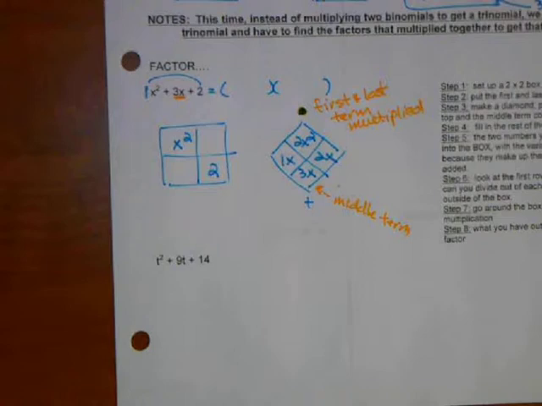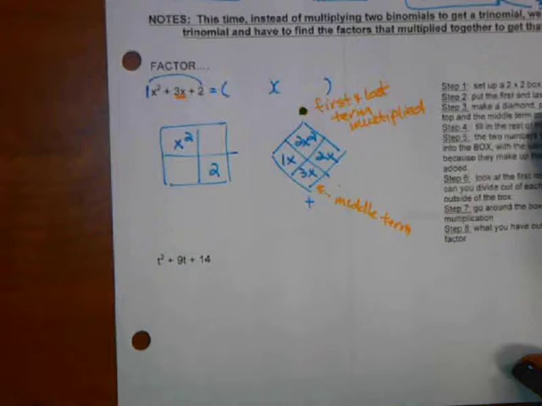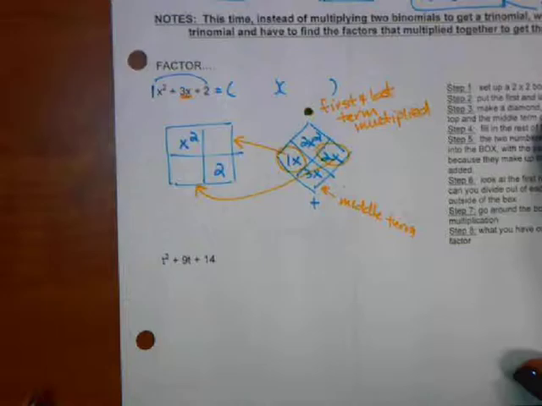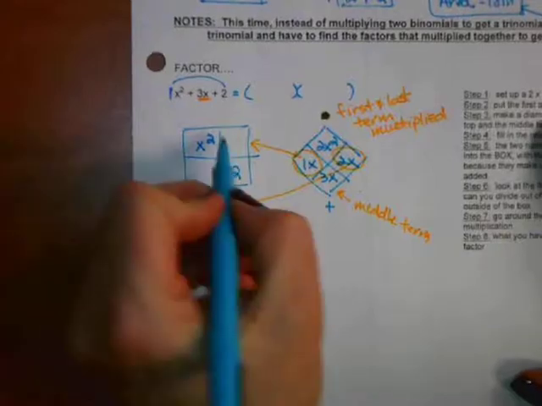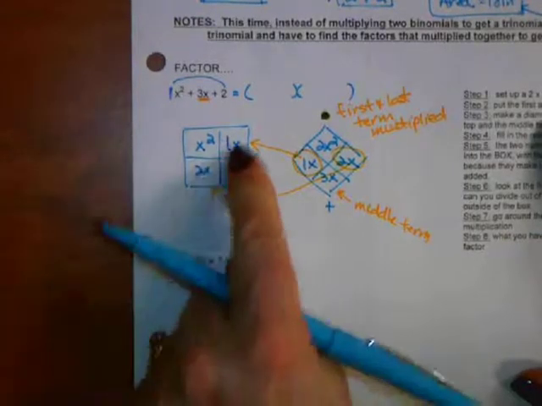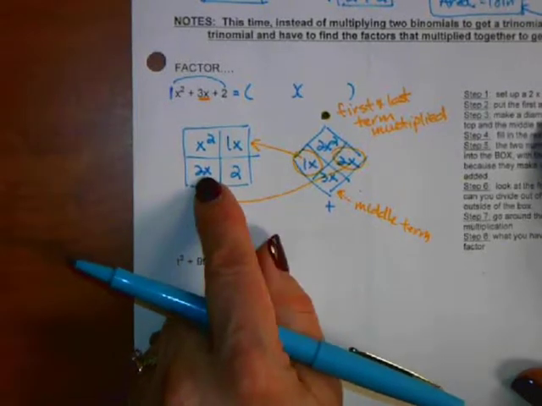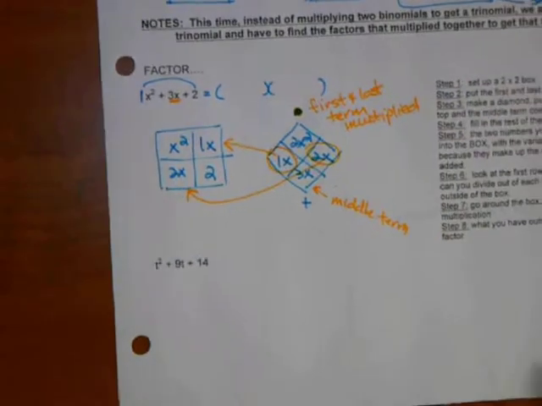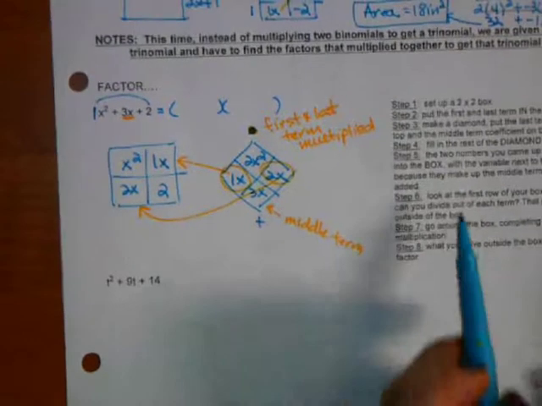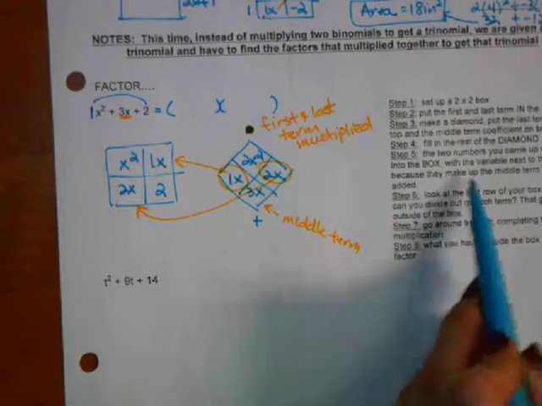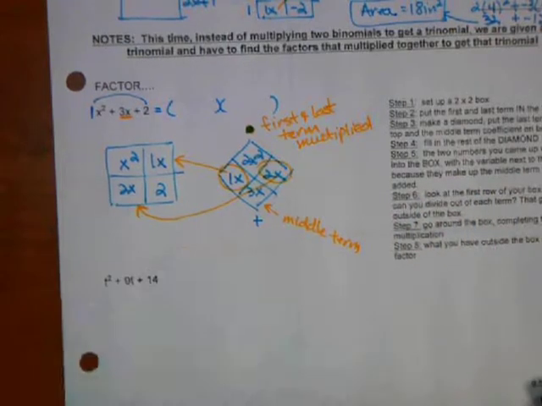Katie, stay with me. 1x and 2x, okay? So these are what goes in my boxes here. And it doesn't matter if you flip-flop these. It makes no difference. You still get the same answer. So that's what goes there. So now let's see, where are we? The two numbers you came up with go into the box with the variable next to them because they make up the middle term when added.